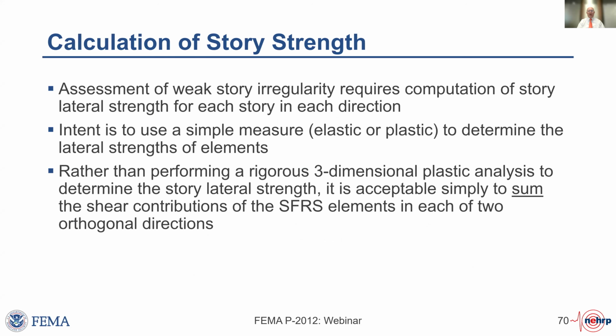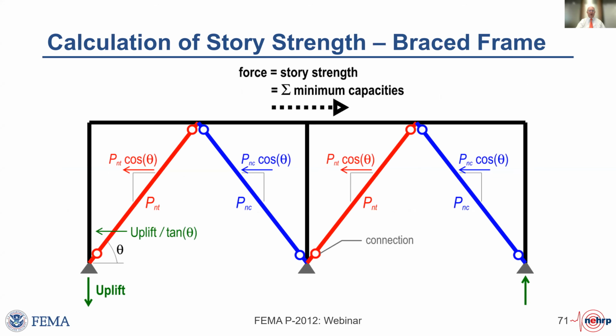For story strength, it could be a really complicated thing where you're doing limit analyses and you're doing nonlinear analysis by hand or another method. That's not the intention of ASCE 7, and the commentary clarifies that. We really just want to have a simple measure, either elastic or plastic, to understand how the strength varies in a building.